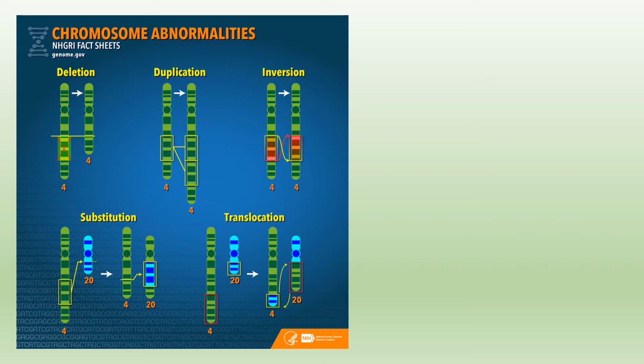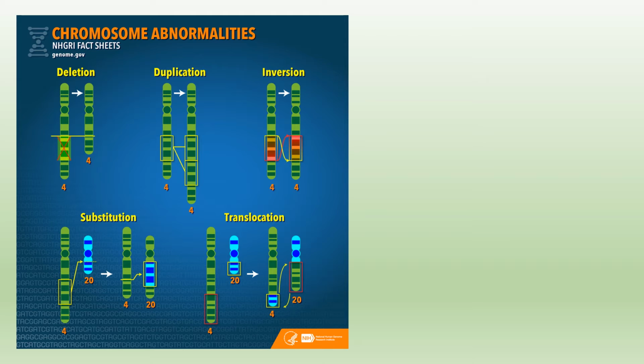You can have what's called an inversion, where a section of the chromosome is flipped. This matters because your DNA is read in a specific direction. And by read, I mean the instructions go in a specific direction. And if you've reversed part of those instructions, it's like trying to read something that's backwards.